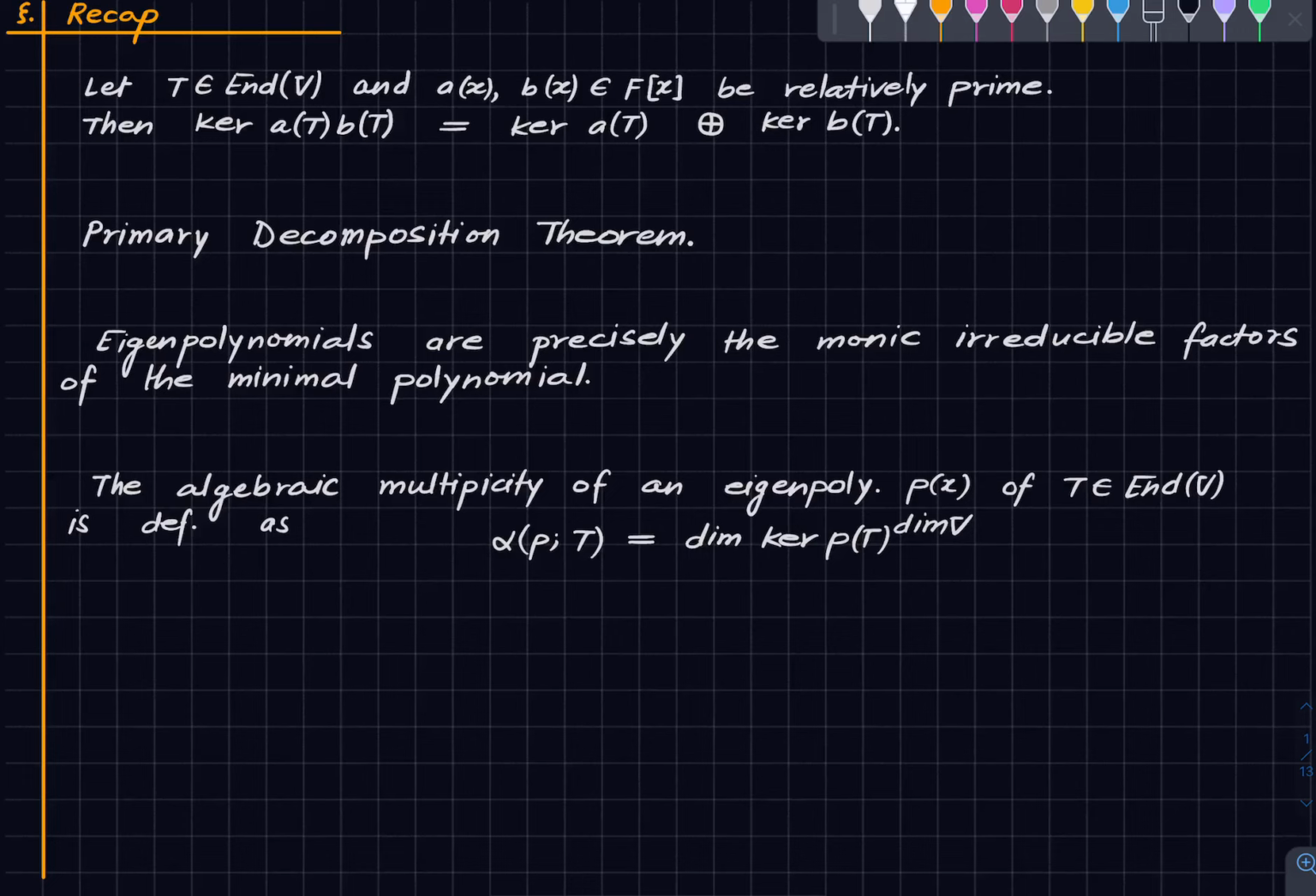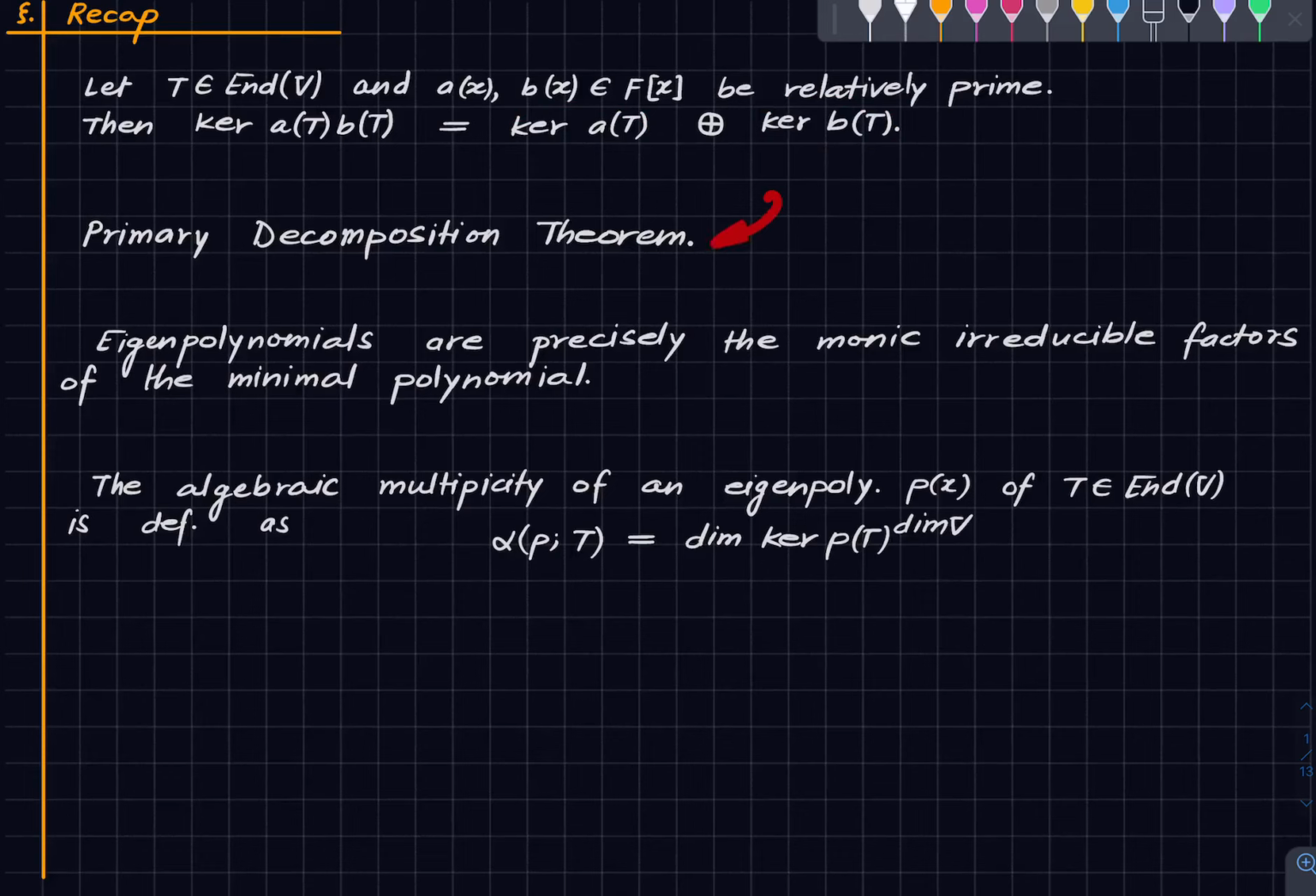So we have seen earlier, when we were proving the primary decomposition theorem, the following fact, which says that suppose we have an endomorphism on a vector space V and we have two relatively prime polynomials over the base field F, the base field of V, then the kernel of the product of these two things is the direct sum of the individual kernels. And this was the main lemma behind the primary decomposition theorem.